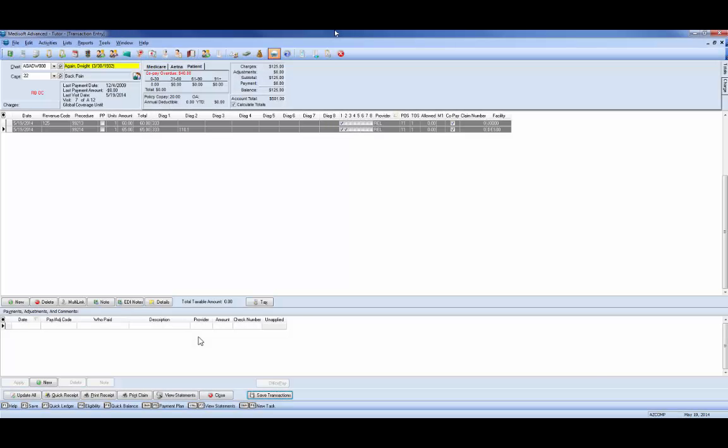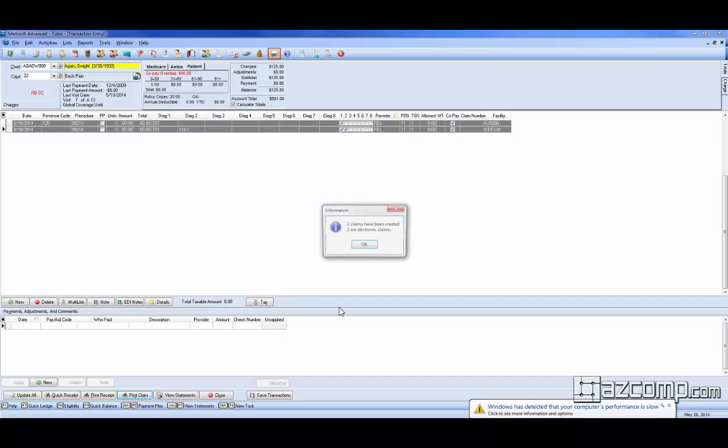Today we're going to be looking at why two of our claims for the same patient did not, or two service lines rather, did not go on the same claim. If we go ahead and hit print claim here, we'll notice this one's on 24, this one's on 25. That does confuse people sometimes, and that can be for a number of issues.